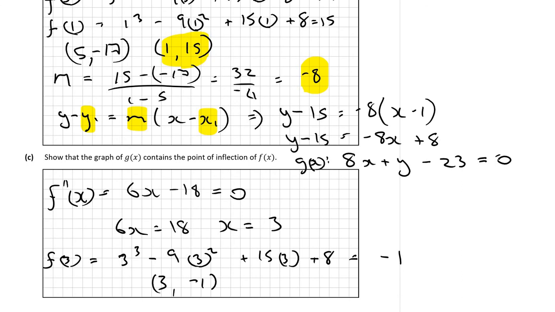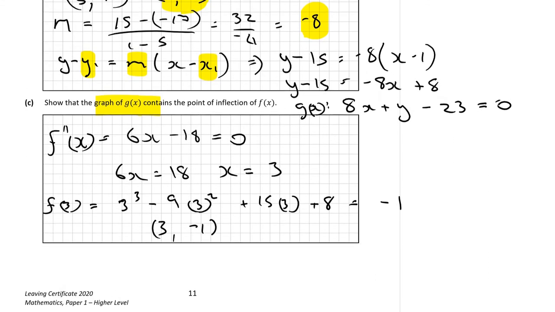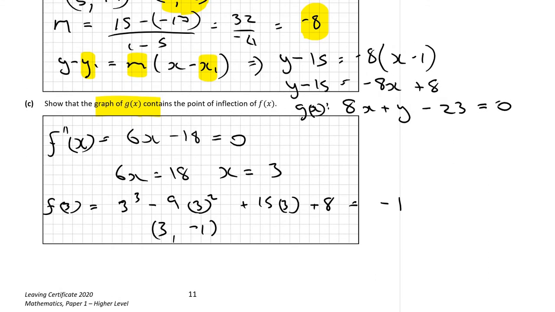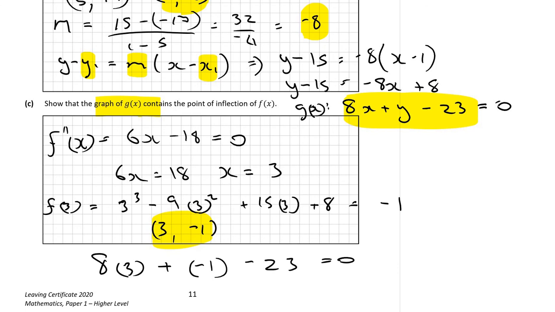Now, we're asked to show that the graph of g of x contains that point. Well, we just need to plug that into the equation of the line and show that it is equal to 0. So it's going to be 8 times 3 plus minus 1, minus 23. That's 24 minus 1, which is 23, minus 23. That does equal 0. So g of x does contain the inflection point of f of x. So 3, minus 1 is on g of x.